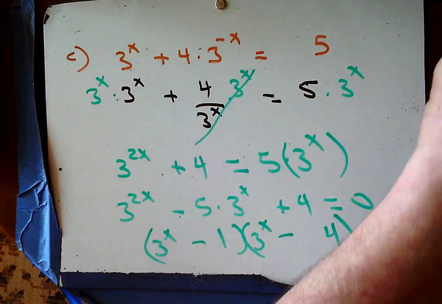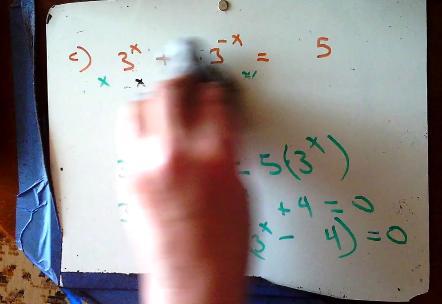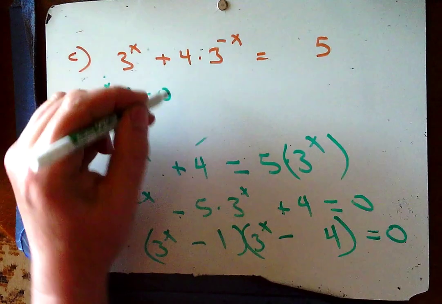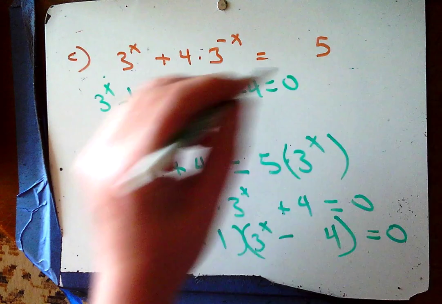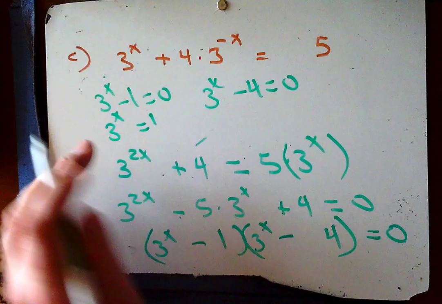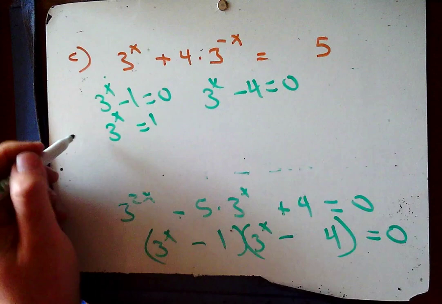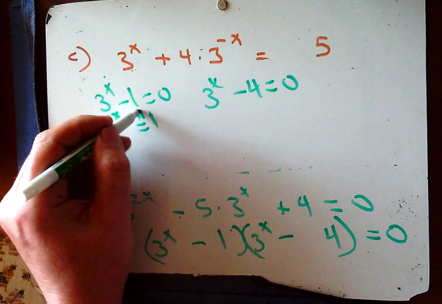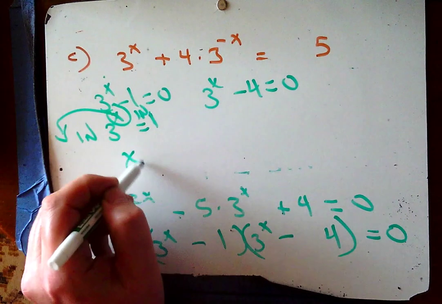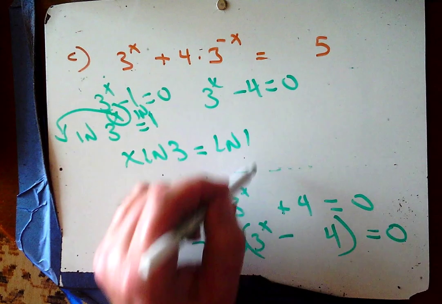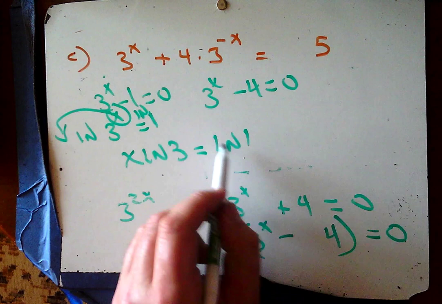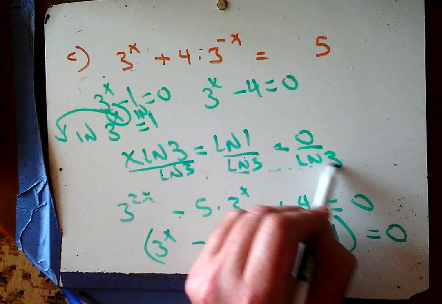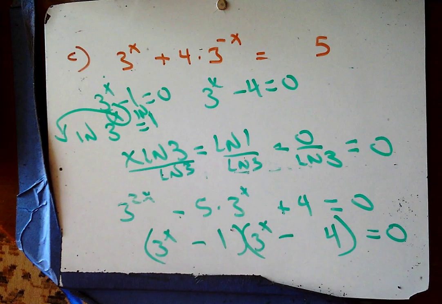Okay, so we're almost done. Let's take it a step further. We've got 3 to the x minus 1 equals 0, and 3 to the x minus 4 equals 0. I get 3 to the x equals 1, and then I can take the ln of both sides, or log base 3 of both sides. If I do ln, I can bring this down. X ln of 3 equals ln of 1. The ln of 1 is what? The ln of 1 is 0. So even though I still need to divide by ln of 3, I've got 0 over ln of 3, which is 0. Okay, so one of my solutions is 0.